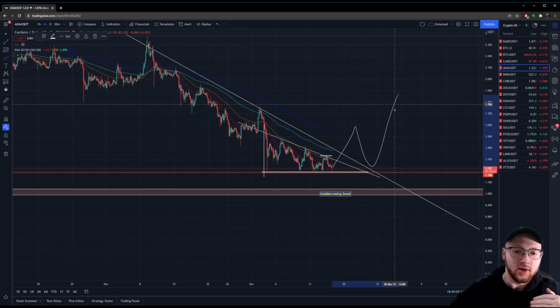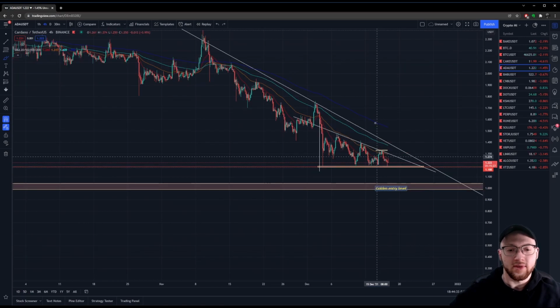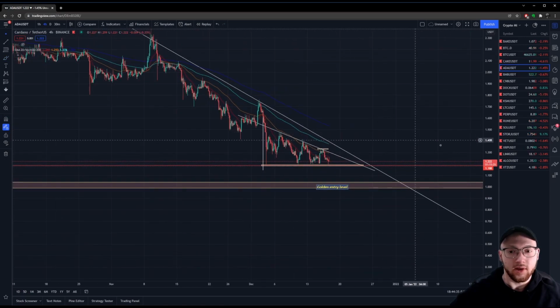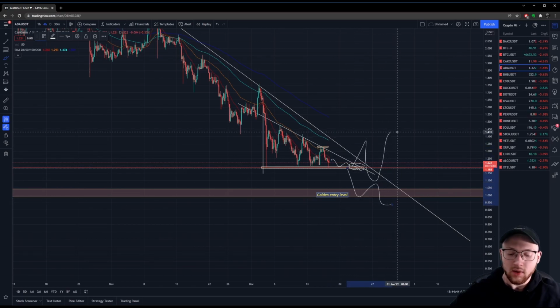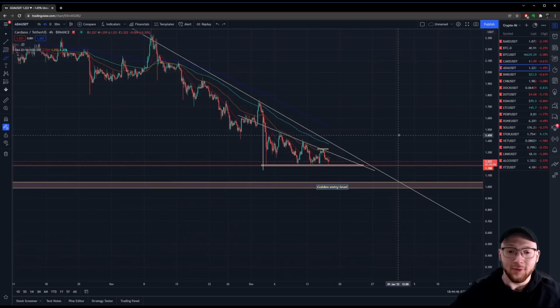ADA needs to go up or down. Let's be honest, it's getting squeezed by the pattern. It's getting closer to the apex, which is this one. So it's getting closer, and at some point it needs to go up or down. It cannot go straight. This is what I mean.